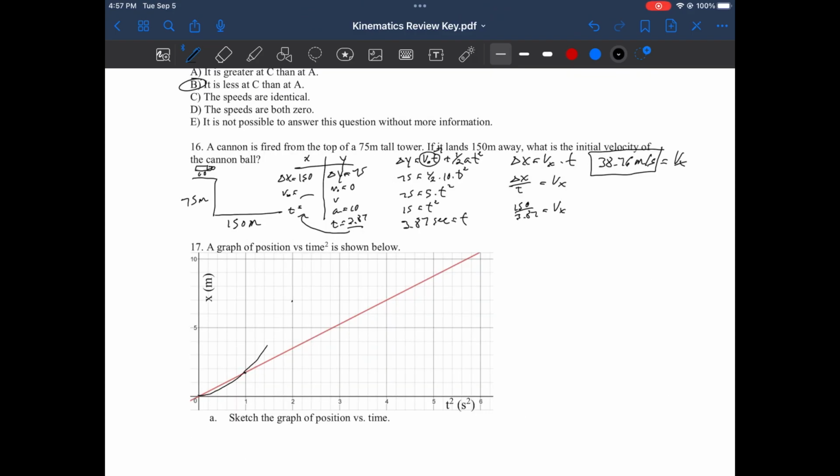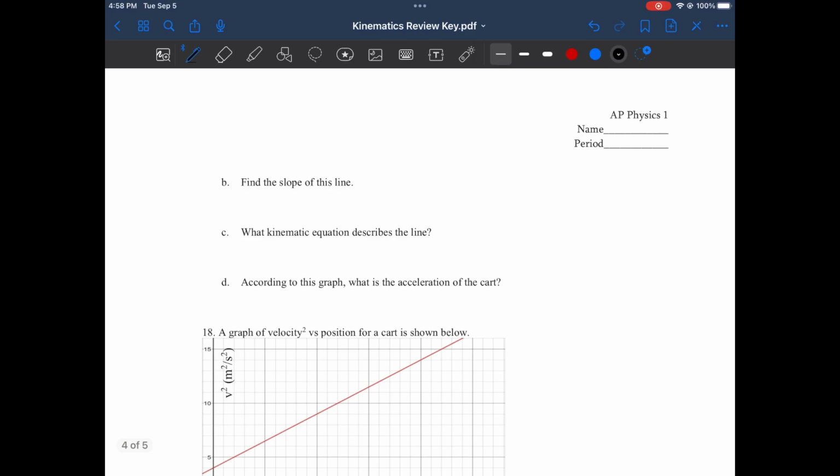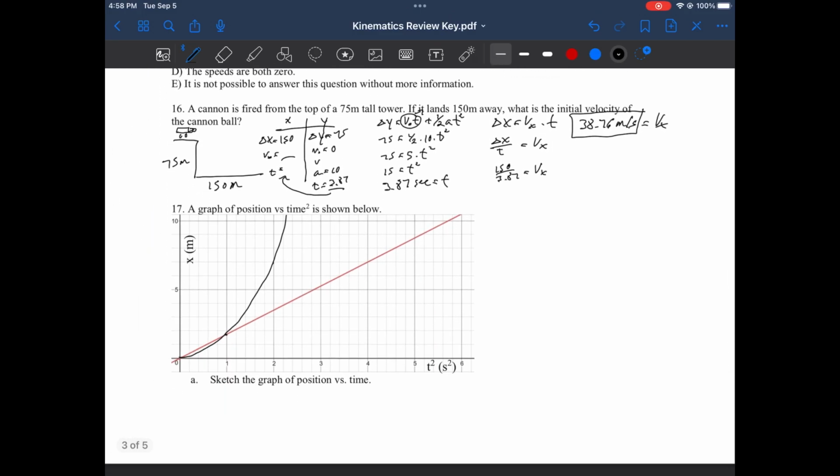All right, a graph of position versus time squared is shown below. Sketch the graph of position versus time. So they used T squared because T squared allows you to linearize the graph, where it was drawn kind of parabolic. It was the right side of a smile, if you want to say it that way.